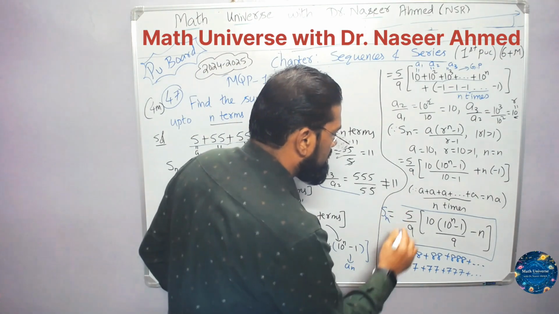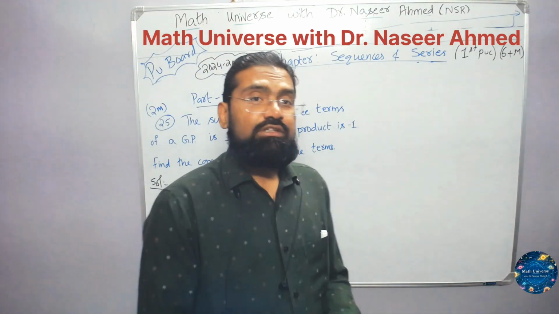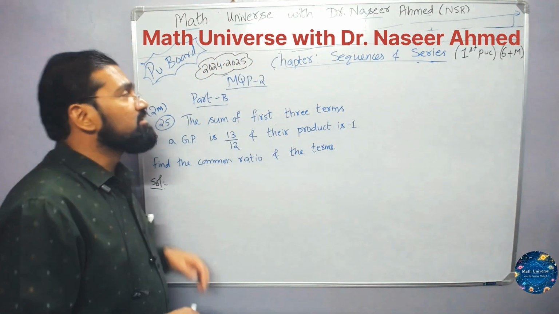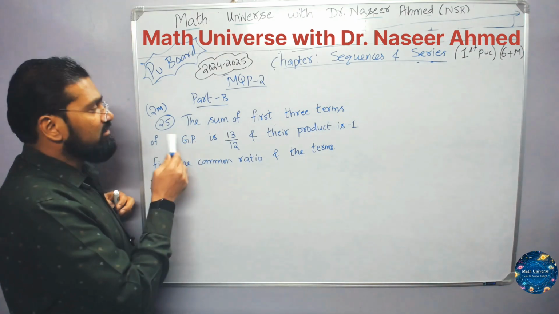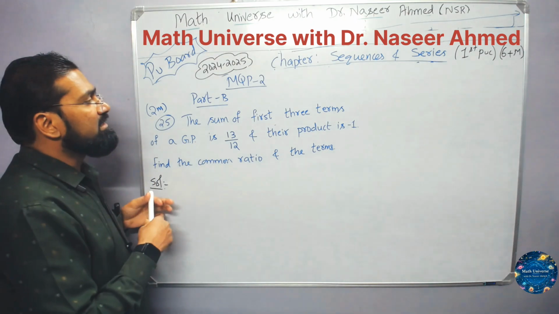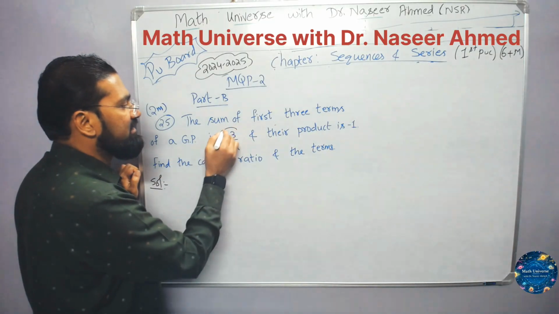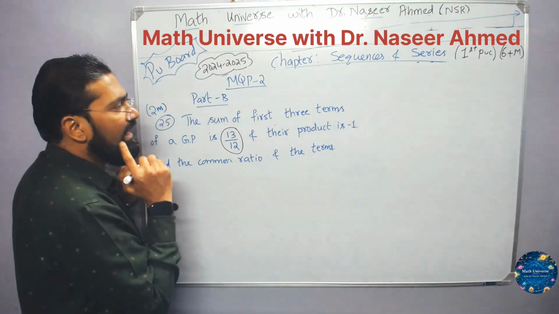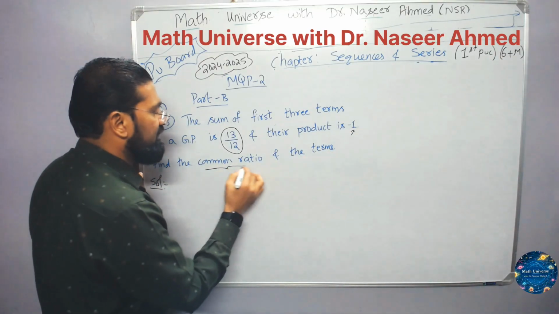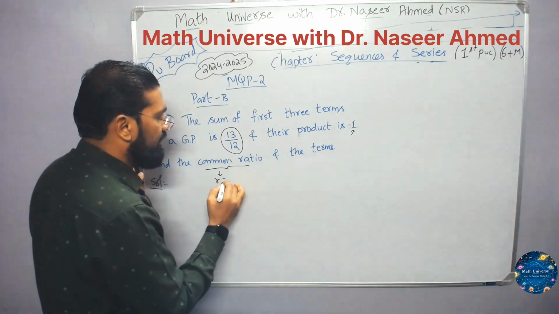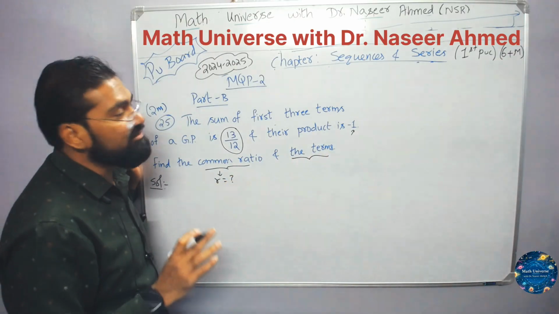Okay, now completely. Dear students, let us move on to the next problem from model paper number 2. From part B, 2-marker question, question number 25. Question says the sum of first three terms of a GP is 13 by 12 and the product is minus 1. Find their common ratio. So from here very clearly, common ratio they said, so find R. And the terms, I want those 3 terms.